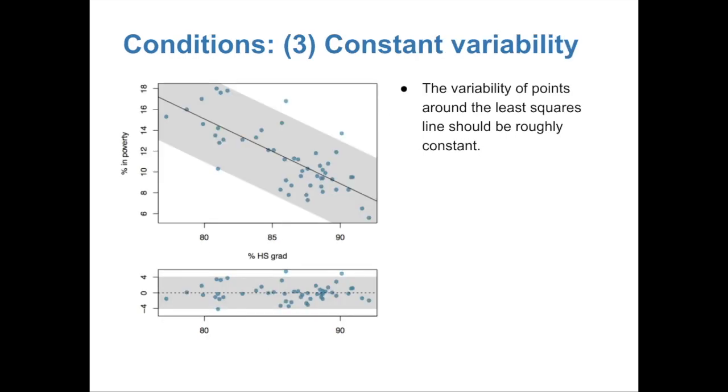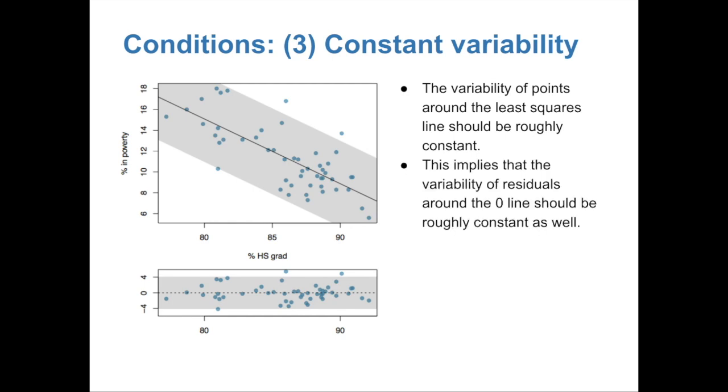The third condition is constant variability. The variability of points around the least squares line should be roughly constant. Looking at either the line of best fit itself or the residual plot, notice that the points are all pretty much falling within the same bandwidth. This implies that the variability of residuals around the zero line should all be roughly constant as well. This is called homoscedasticity.